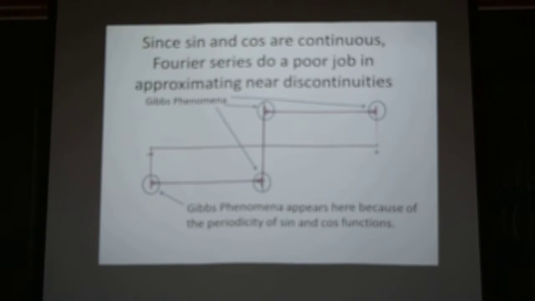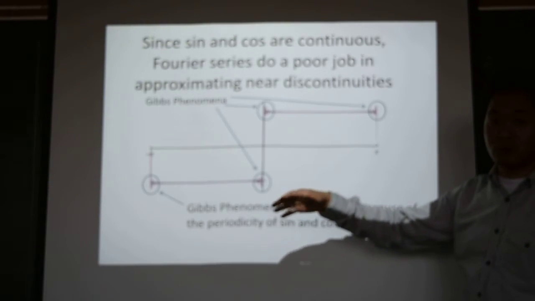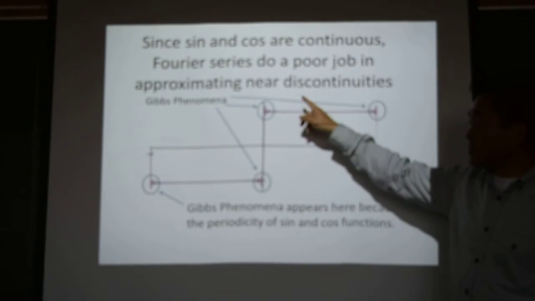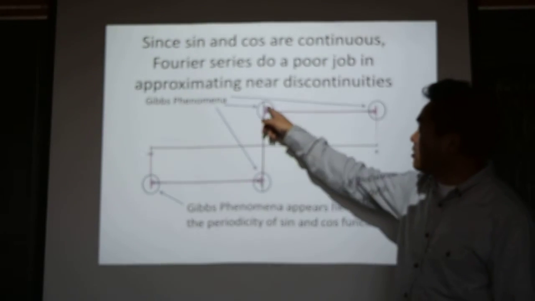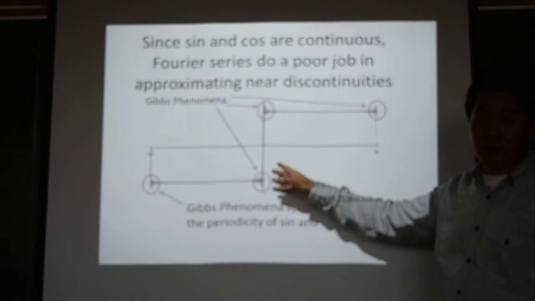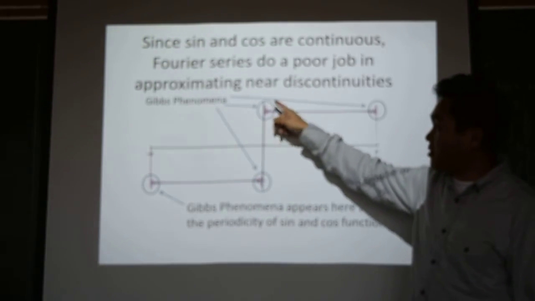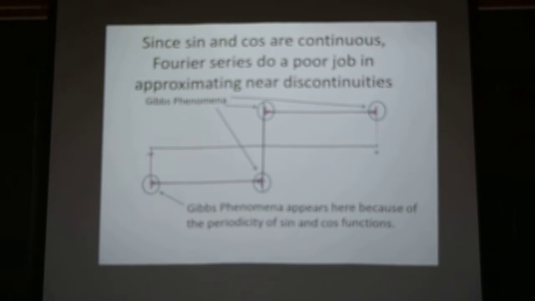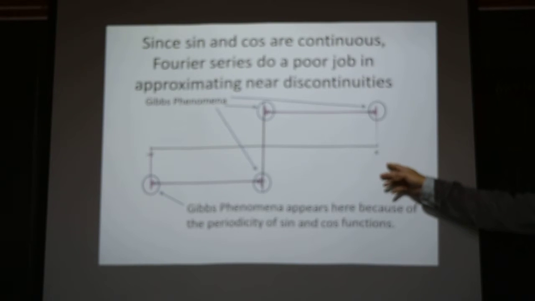All right, and there's something called Gibbs phenomena. See, sines and cosines are continuous, and you're trying to use continuous functions to approximate these non-continuous functions. And because of that, at points where it's not differentiable, or if it's not continuous, it has a big error. That's called Gibbs phenomena. And that's the cause of problems with MP3 players.